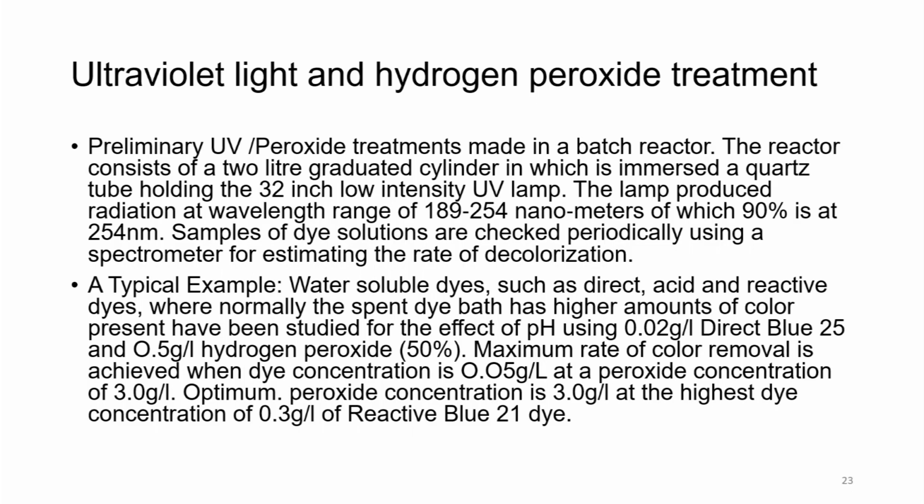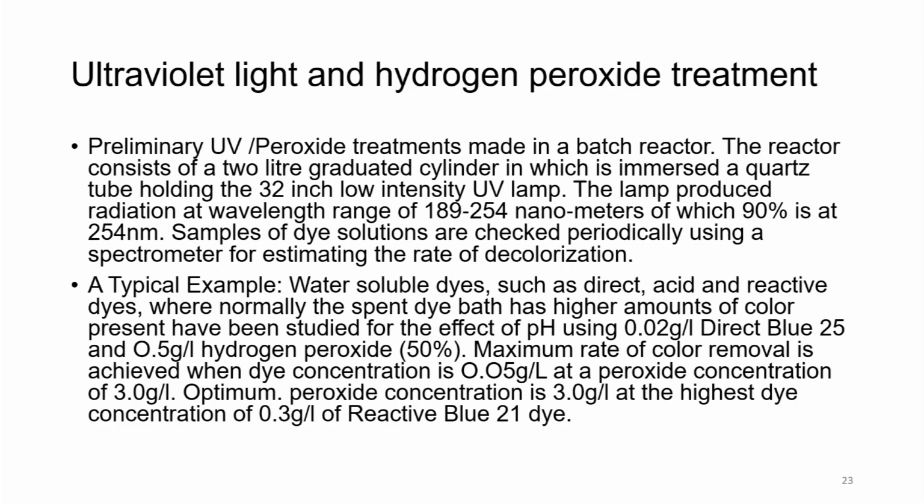Primary UV peroxide treatment made in batch reactor. The reactor consists of a 2-liter graduated cylinder in which is immersed a quartz tube holding a 32-inch low intensity UV lamp. The lamp produces radiation at a wavelength range of 189 to 254 nanometers, of which 90% is at 254 nanometer. Samples of the dye solutions are checked periodically using a spectrometer for estimating the rate of decolorization.